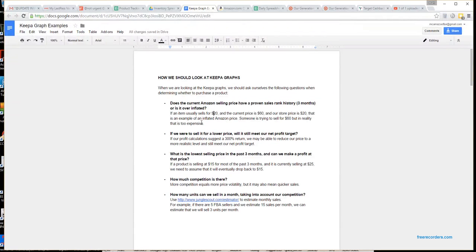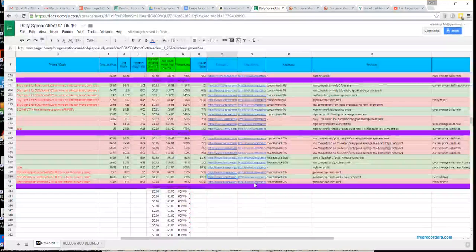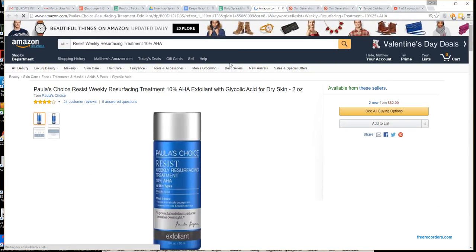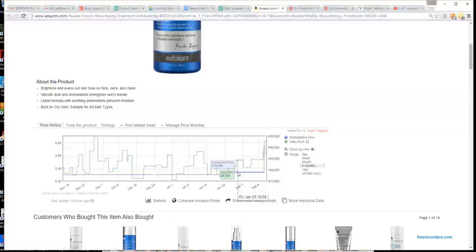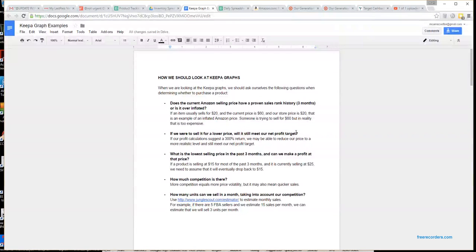But that's an example of an inflated Amazon price, like the example I showed you in the previous video of this one. If you do the calculation on $82 and our purchase price is about 30, we're thinking 200% return. But based on the graph, that tells us another story. It's an inflated selling price. In reality, it's too expensive.